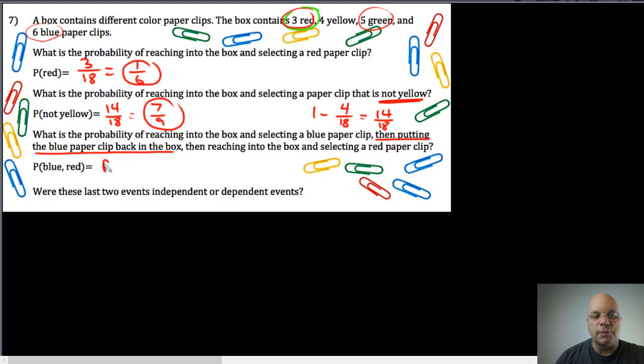This is going to be equal to the probability of blue multiplied by the probability of red. The probability of blue is, we already answered this question. They're independent because the paperclip is put back into the box. Probability of blue is 6/18.